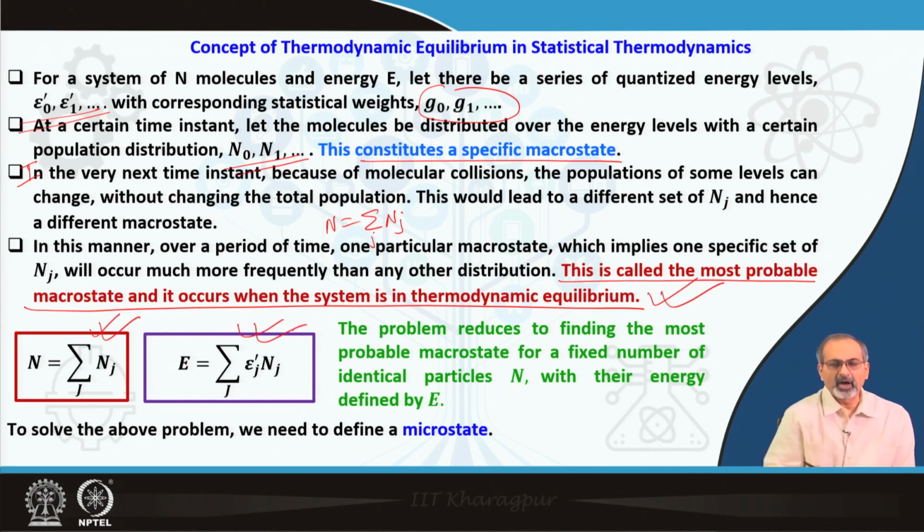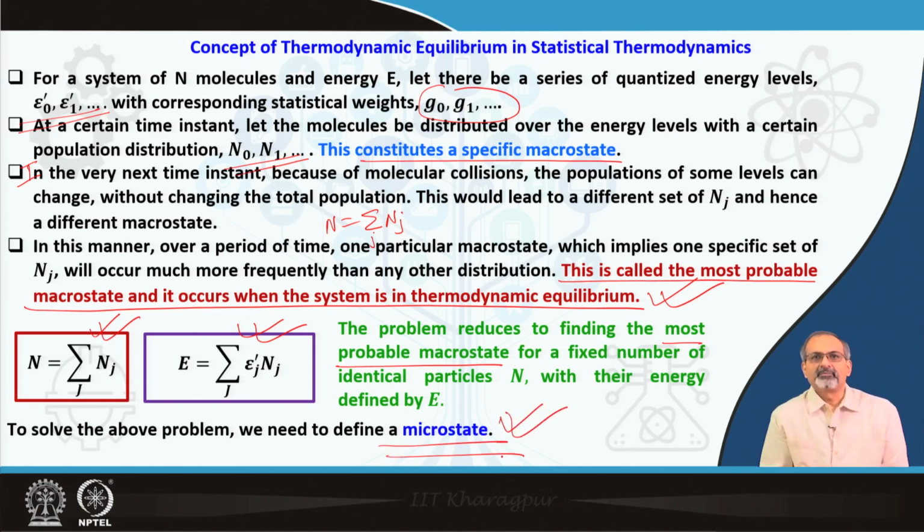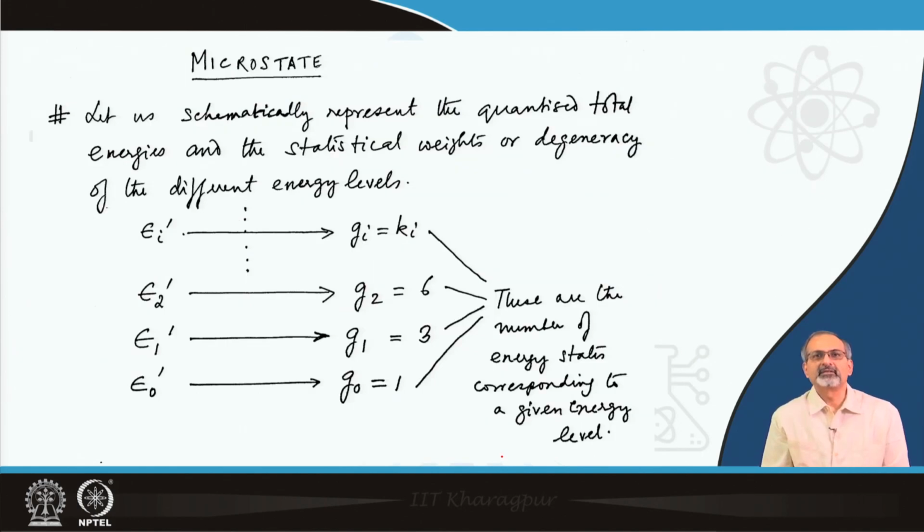Finally, we still do not know how the Nj's are going to be distributed, and consequently what the energy would be. The problem basically reduces to finding the most probable macro state for a fixed number of identical particles n, with their energy consequently defined by this expression for E. And to solve the above problem, we need to define another parameter, which we call microstate, which we will just talk about in the beginning for a minute or so before we close this lecture.